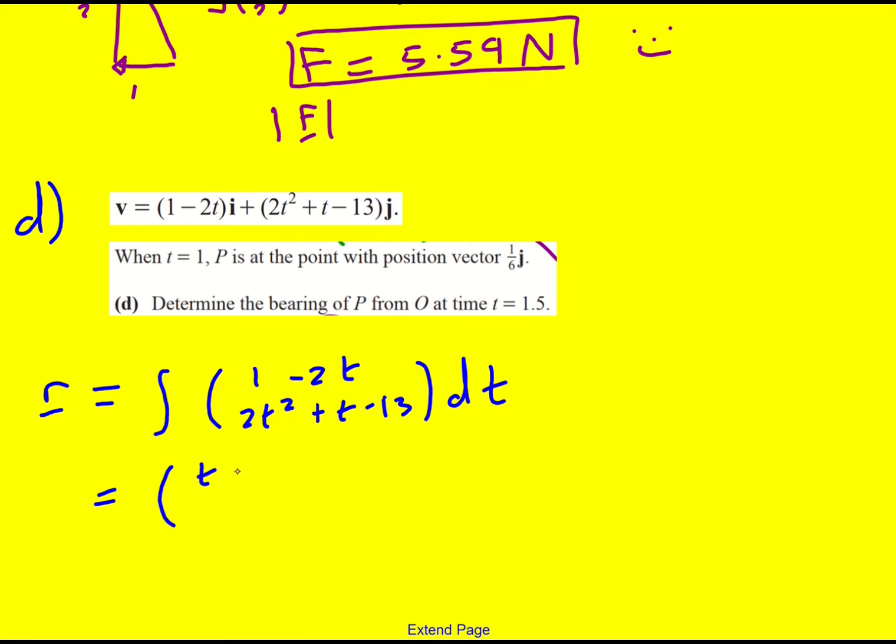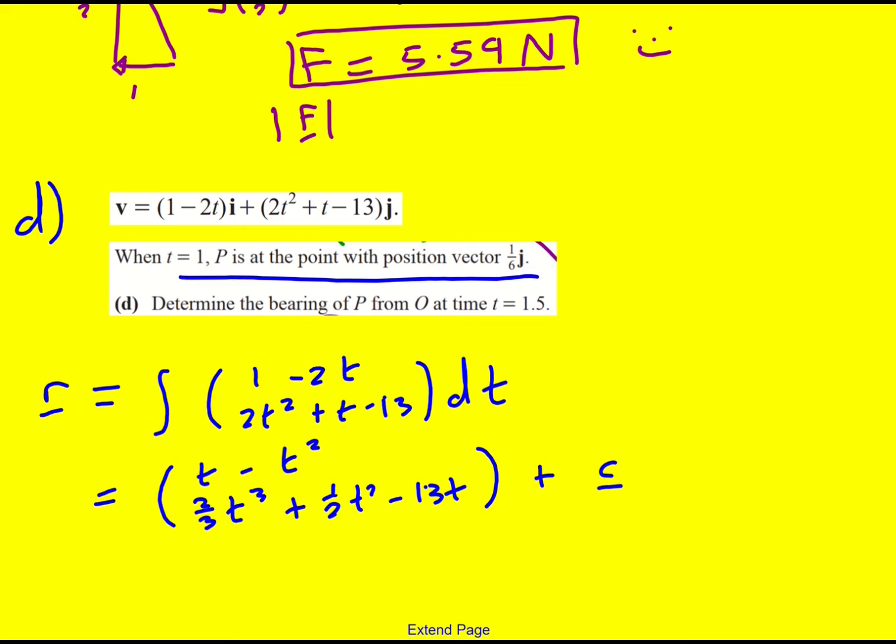This will give t minus t squared, 2/3 t cubed plus a half t squared minus 13t. Don't forget your constant, which is now a vector. We're told this information here. No, I don't need to write that down again. Therefore, I can say that 0, 1/6, because that is the position vector 1, 6, j.